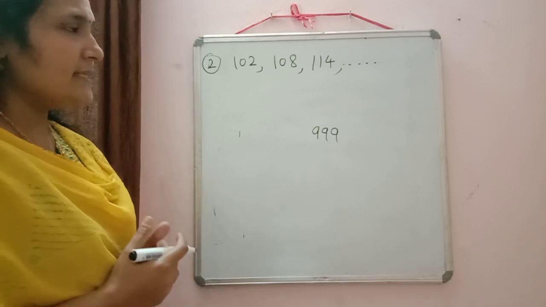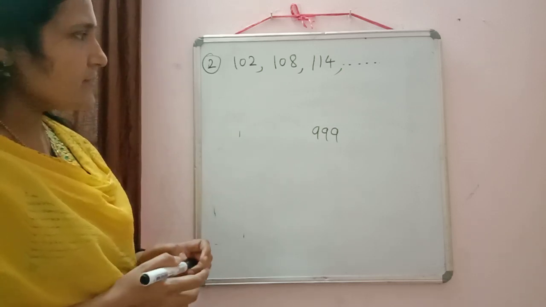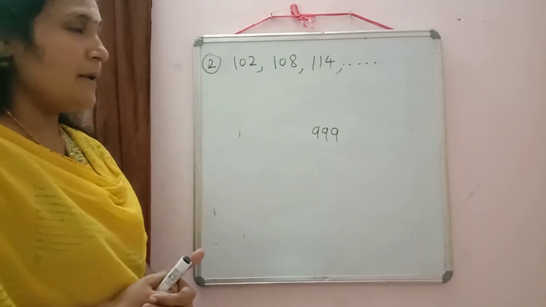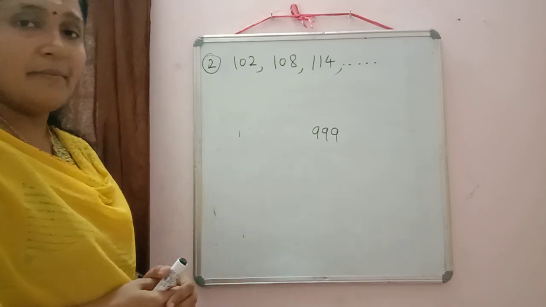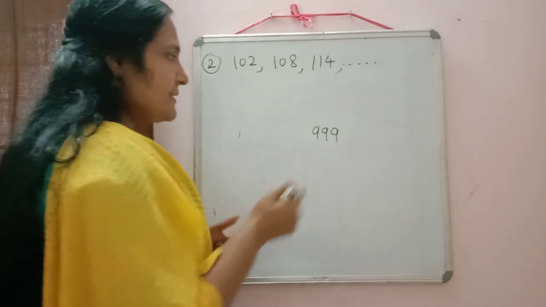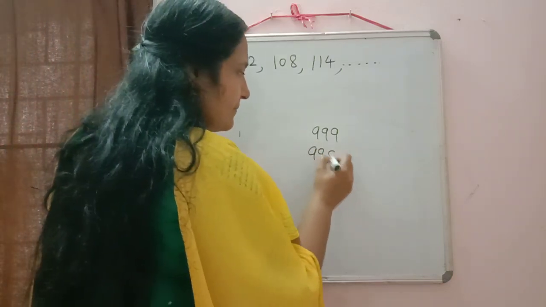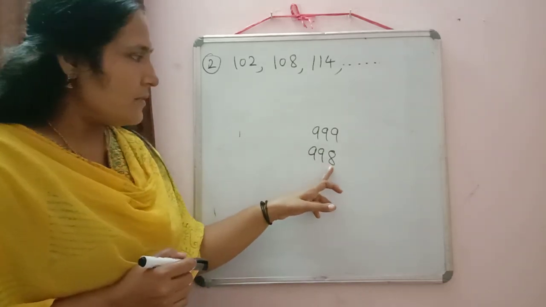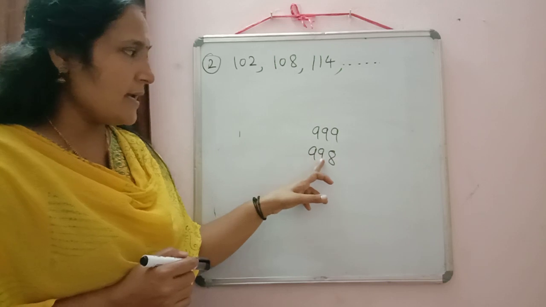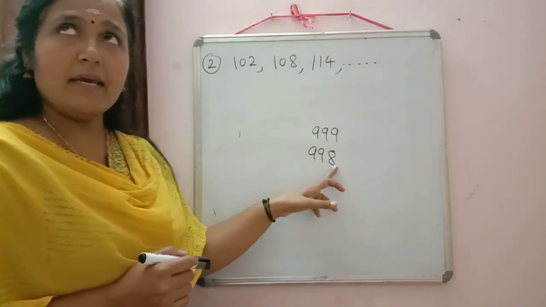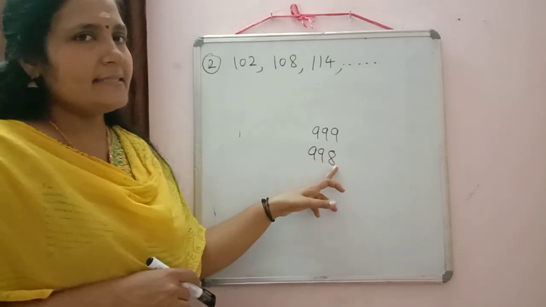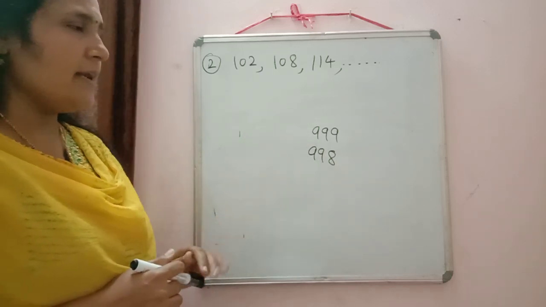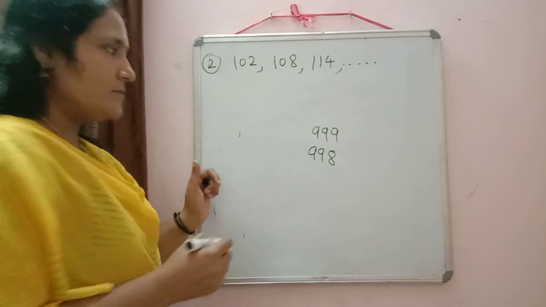Now we will check whether it is divisible by 6 or not. As you can check, it is divisible by 3, but it is not divisible by 2. So it will not be divisible by 6 also. Now we will check 998. 998 is divisible by 2. And we will check now 9 plus 9, 18. 18 plus 8 will be equal to 26. 26 is not a multiple of 3. So it is not divisible by 3. That's why it will not be divisible by 6 also.